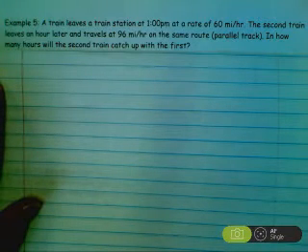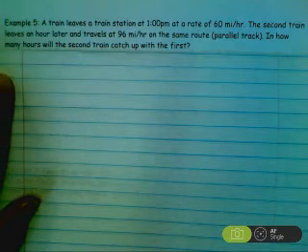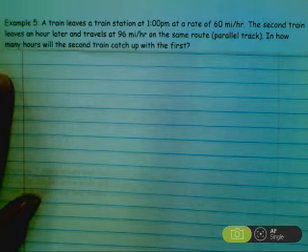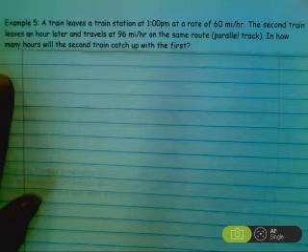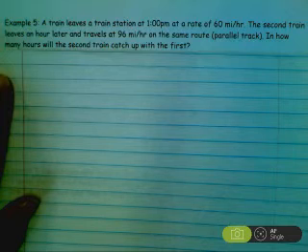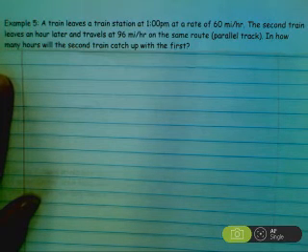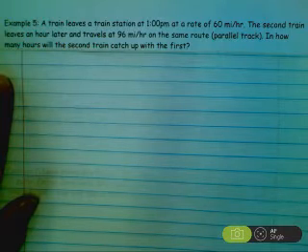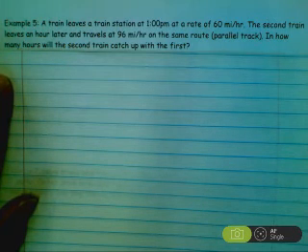If we read our problem here, it says a train leaves the station at 1 p.m. at a rate of 60 miles per hour. The second train leaves an hour later and travels at 96 miles per hour on the same route, so they're going on parallel tracks. In how many hours will the second train catch up with the first?